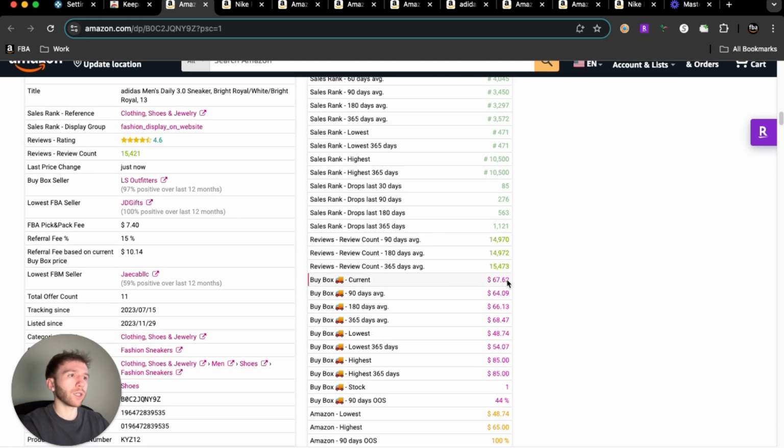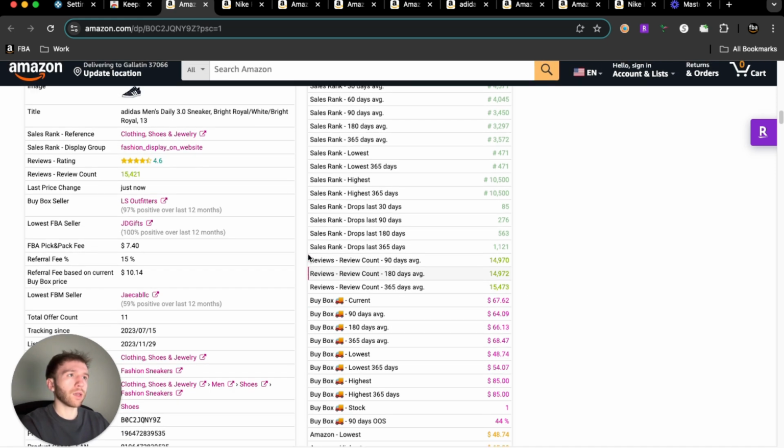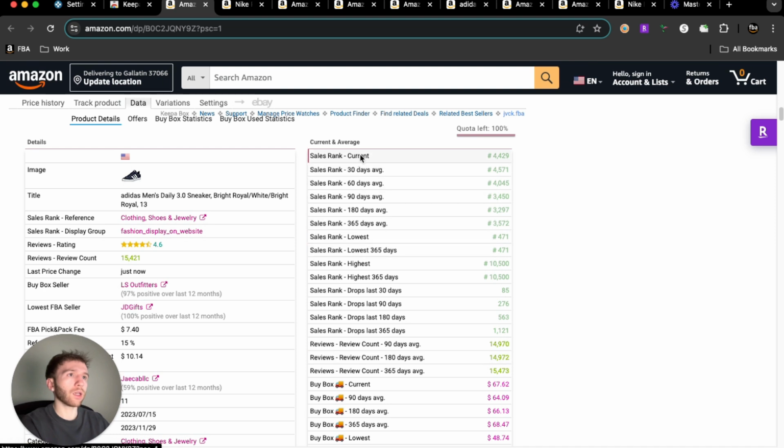So for this one, you can see that it has been very consistent for the last year on the averages from 68 a year ago to 67 today. Same thing with the sales rank. You can tell if it has gotten less popular over time, more popular over time, and make a buying decision based off of that data influence there.